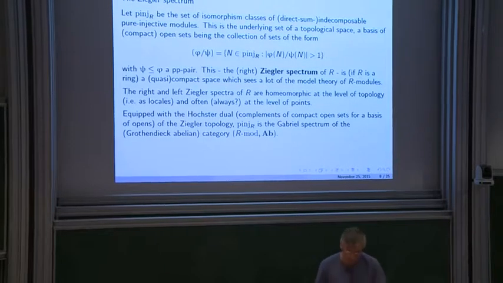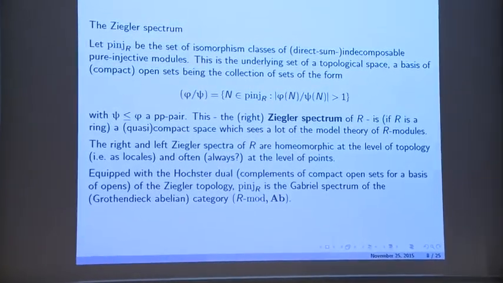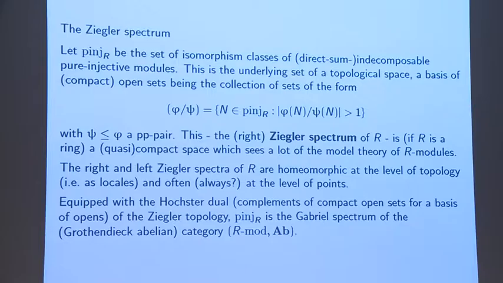Okay. But before doing that, I want to talk about a couple of associated structures that we have coming from the model theory. First one is the Ziegler spectrum.